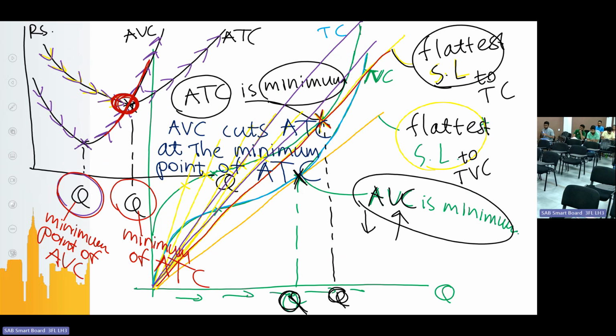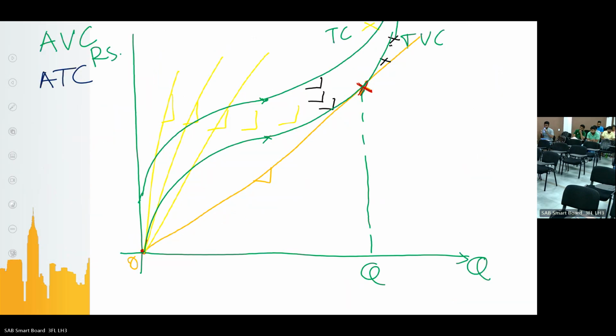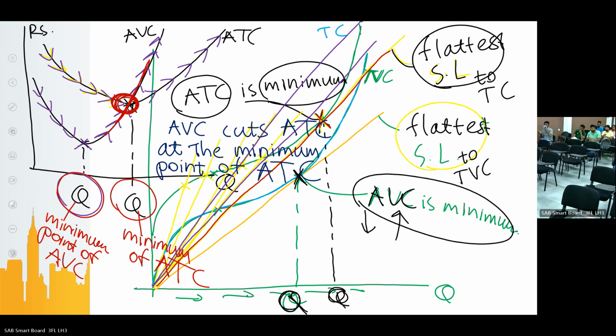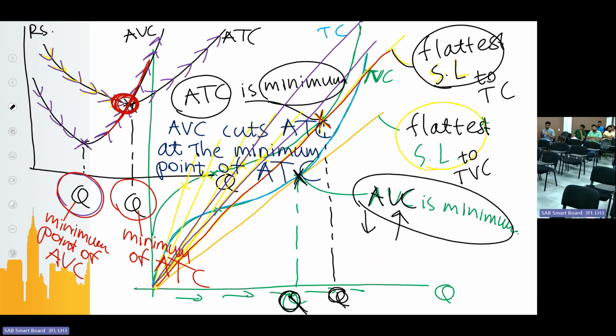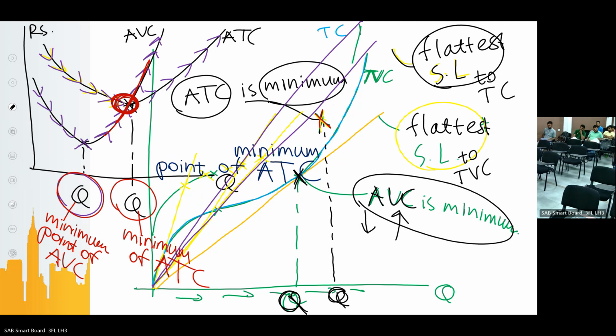I made a mistake here, sorry for that. Here, ATC doesn't cut ABC. Sorry, this point is wrong. ATC doesn't cut ABC. Please correct this graph.